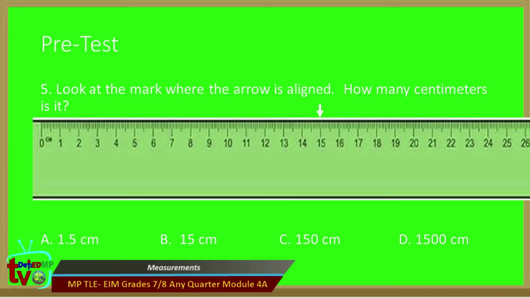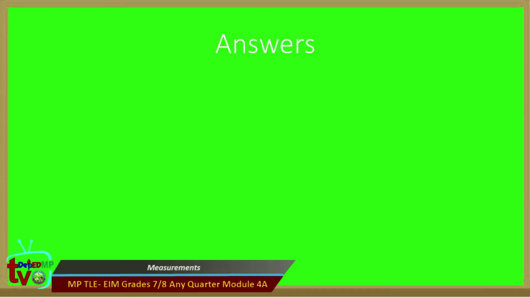Number 5. Look at the mark where the arrow is aligned. How many centimeters is it? A. 1.5 centimeters, B. 15 centimeters, C. 150 centimeters, and D. 1,500 centimeters. Let us check your answers. Put a check mark if your answer is correct and X if it is not.